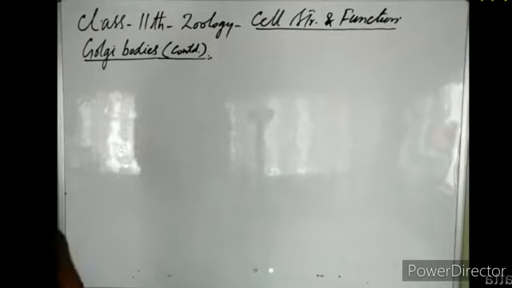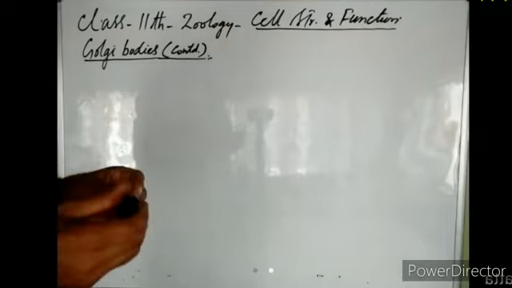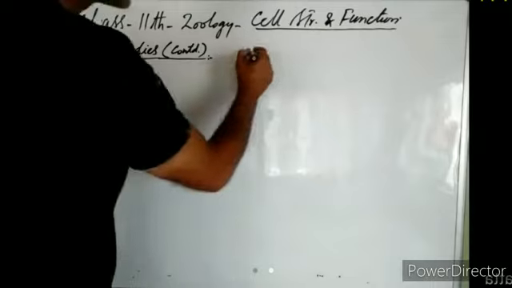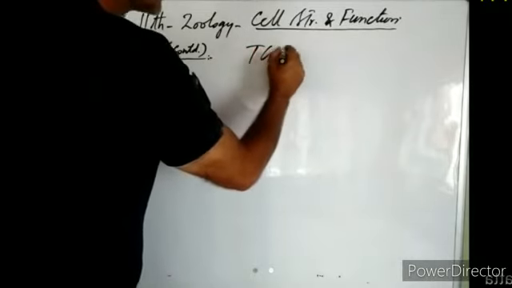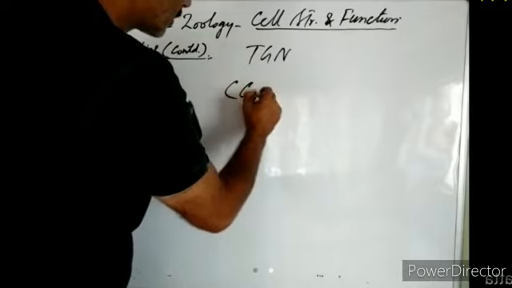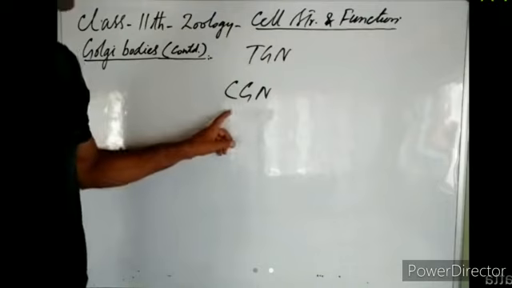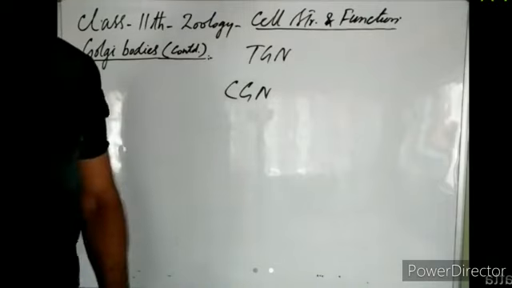Yesterday we were discussing Golgi bodies. We discussed the structure of Golgi bodies, and I told you that the Golgi body has two faces. One face is known as TGN, Trans-Golgi Network, and another is known as CGN, Cisternal Golgi Network. So what are these two sides of the Golgi body? Cisternal Golgi Network and Trans-Golgi Network.